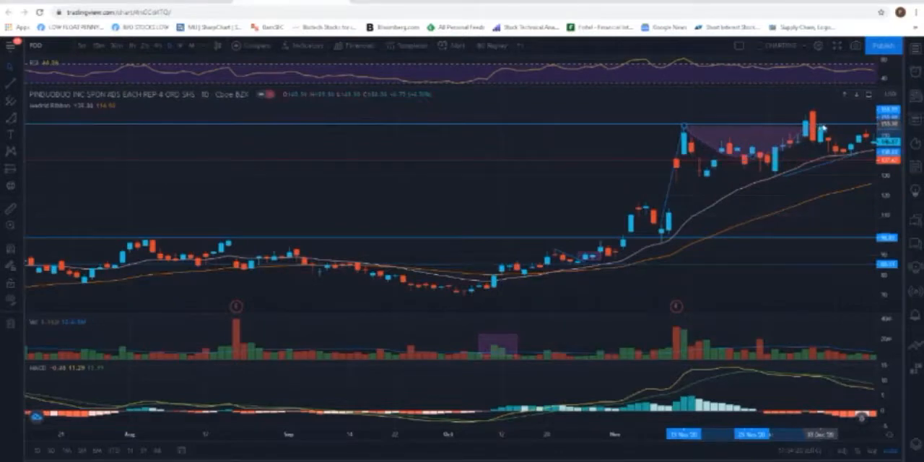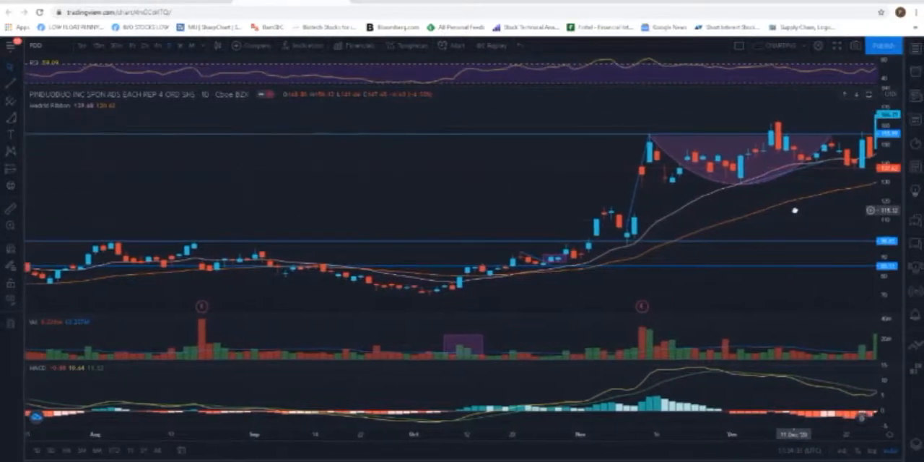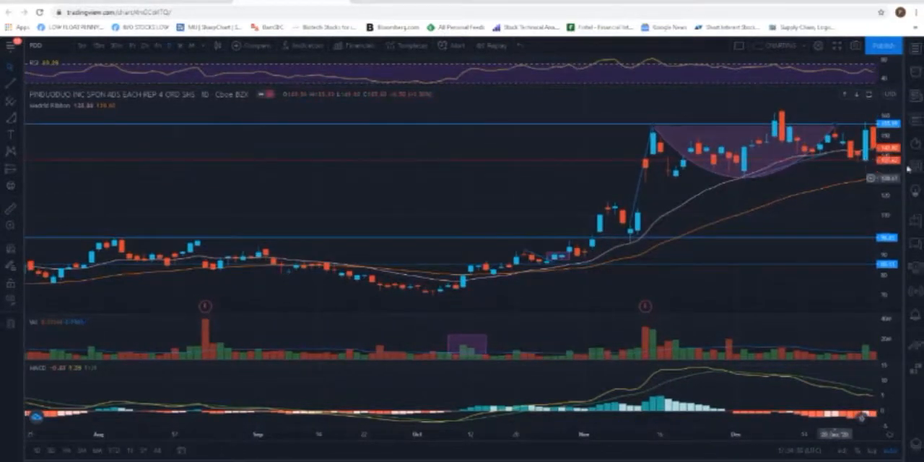Let me find a perfect figure for you. Right there. And look at this, rejecting the areas again, people. So we're consolidating here, okay? We're sideways. Patterns. We're not doing anything. Sideways price action. I wouldn't be trading this until I see the breakout or I see volume right here.